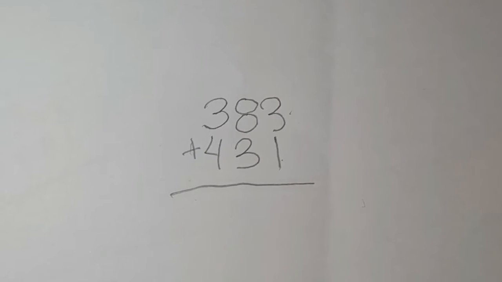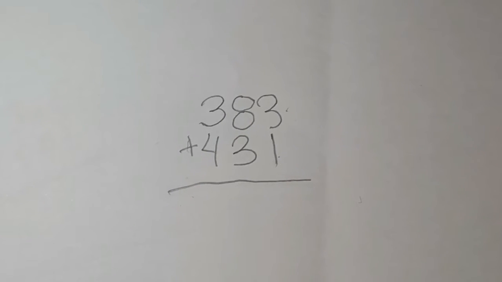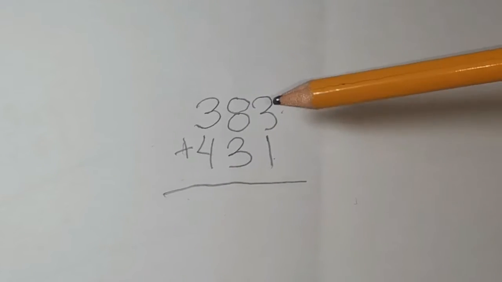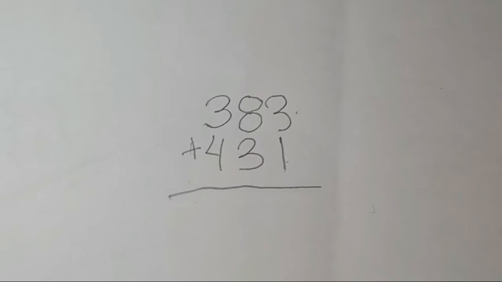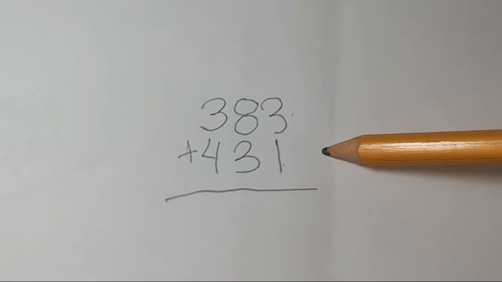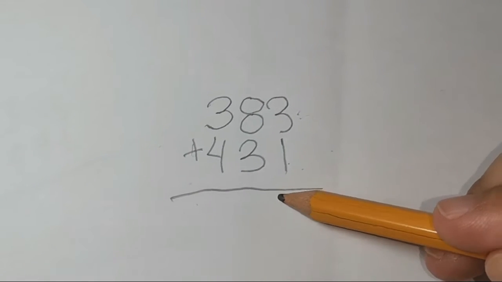We always begin adding at the ones place. First, we find the sum of the digits in the ones place. So, where is the ones? This is the ones place. In the ones place are 3 and 1. So, 3 plus 1 equals 4.